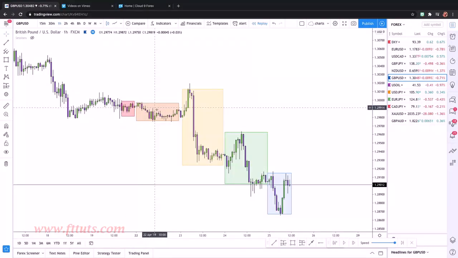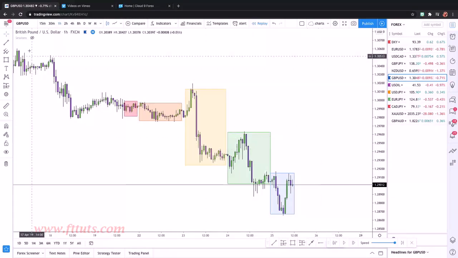So Sunday, Monday, Tuesday, Wednesday, Thursday. What's happening here is Sunday, Monday, we have a ranging market. Tuesday comes in, pushes price up, then rejects. Tuesday drops price. Wednesday, we get a correction. Wednesday drops price. Thursday continues to drop price, and then Friday starts correcting. So let's see if we can break this structure.